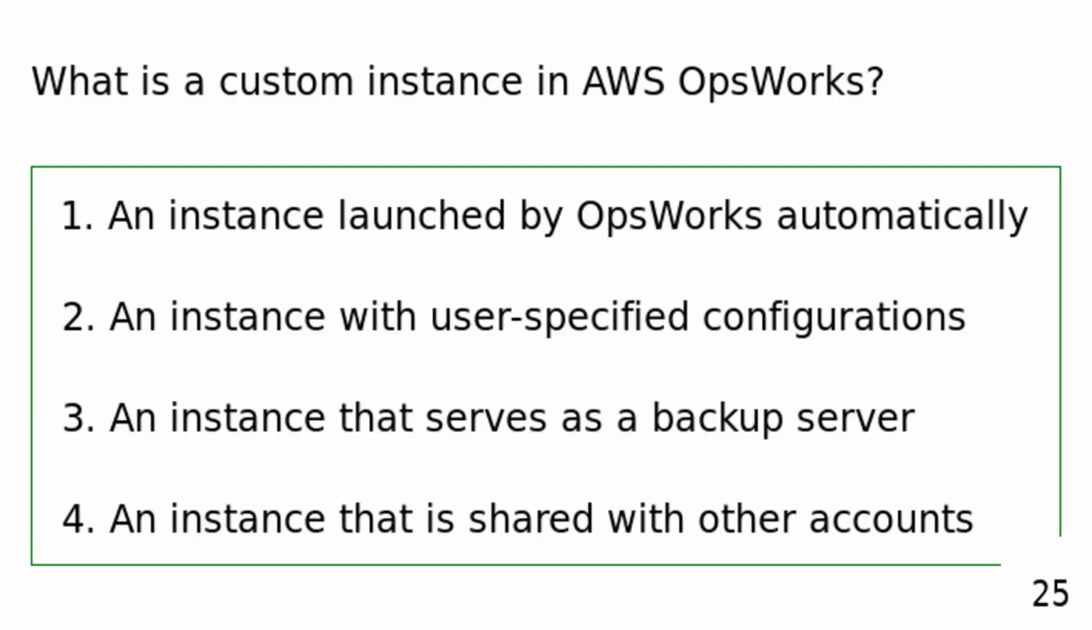What is a custom instance in AWS OpsWorks? An instance launched by OpsWorks automatically. An instance with user-specified configurations. An instance that serves as a backup server. An instance that is shared with other accounts.